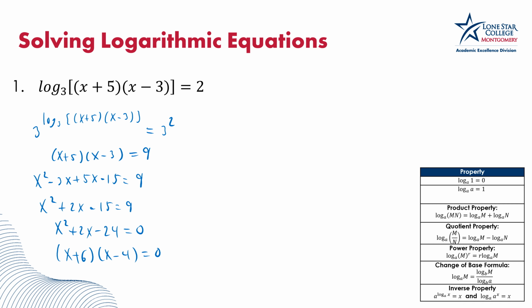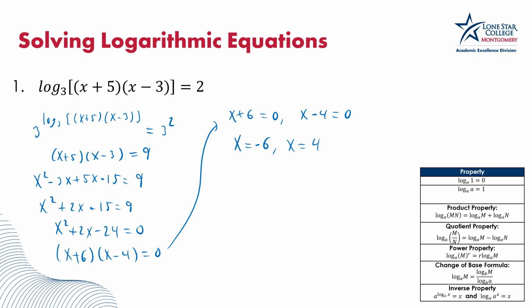And then we can now set both terms equal to 0 to solve for x. Let's do it up here. So x plus 6 equals 0, and x minus 4 equals 0, which gives us negative 6 and positive 4. But we always want to double check if our answers, our solutions, will work in the log.